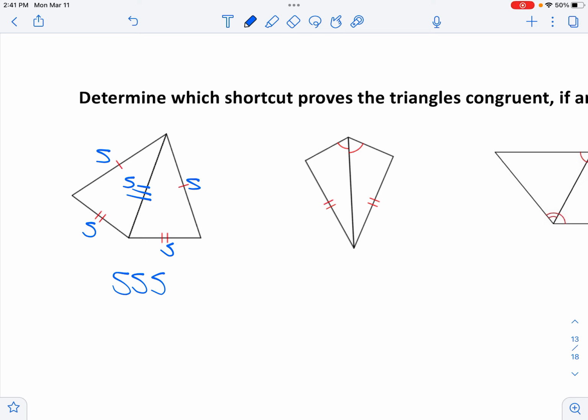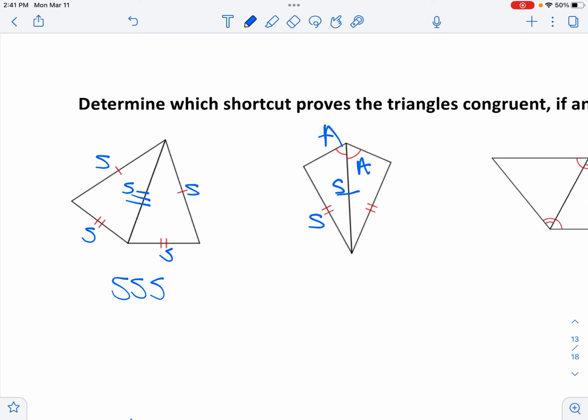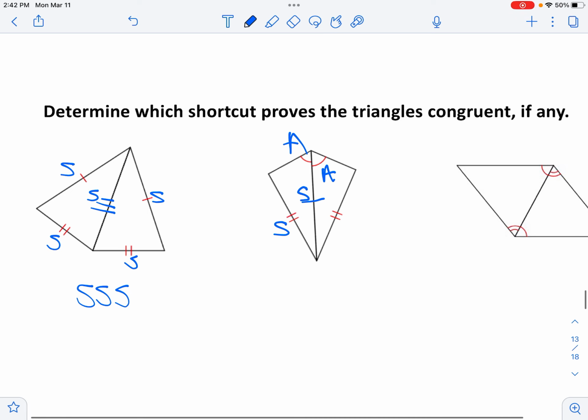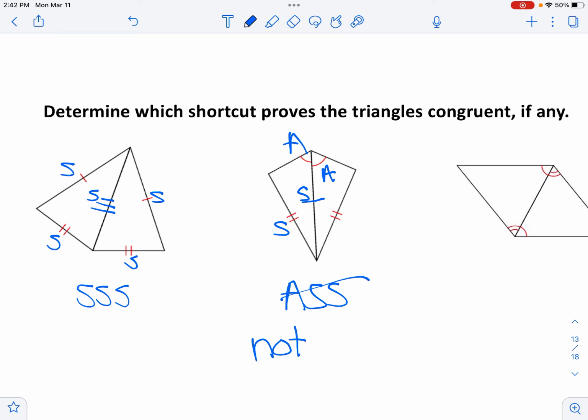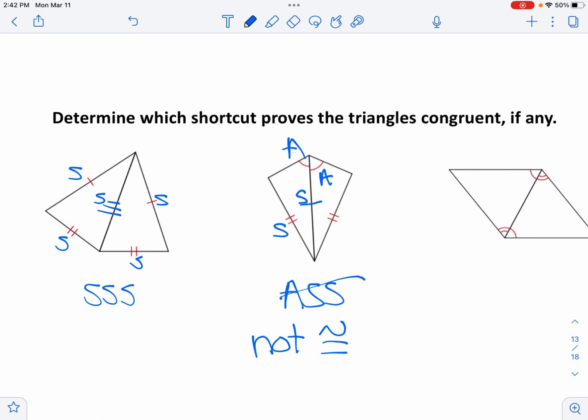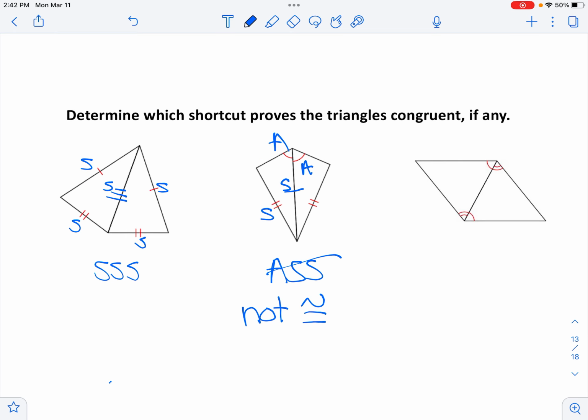Okay, they share this one again. So let's see. I got an angle, a side, an angle, side, and a side. So ASS. Remember, there is no angle, side, side. So that's not a thing. So these are not congruent. Can't use angle, side, side.